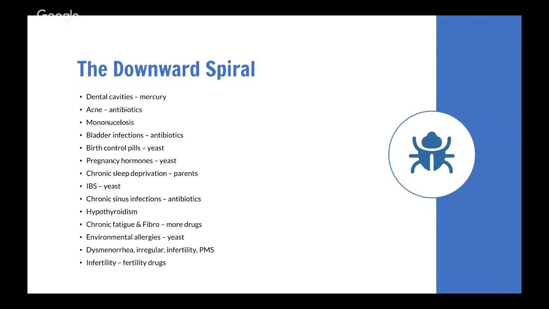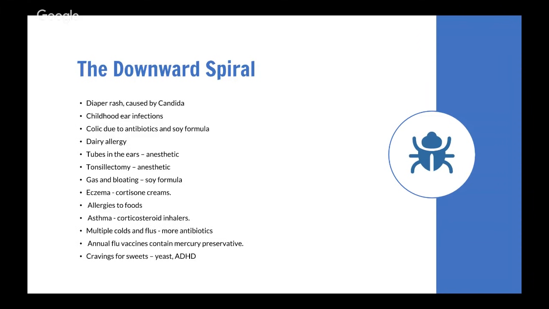And actually, Chad, let's go to the next slide. I have my slides backwards. We do, in the next slide, start with the diaper rash caused by Candida, the childhood ear infections, and the colic from antibiotics and soy formula, the allergies, the surgeries, the intestine succumbing, eczema jumping up from yeast toxins and the allergies, and then treating allergies with inhalers that usually have fluoride attached, which blocks magnesium. The colds and flus, the flu vaccines, and the cravings for sweets that are caused by yeast. And then you get your ADHD. And then back to slide number 12, Chad.